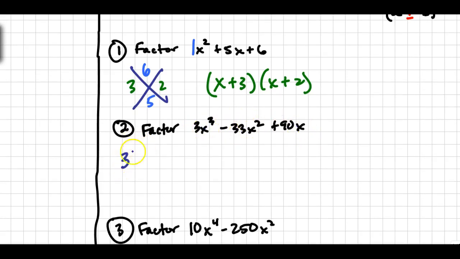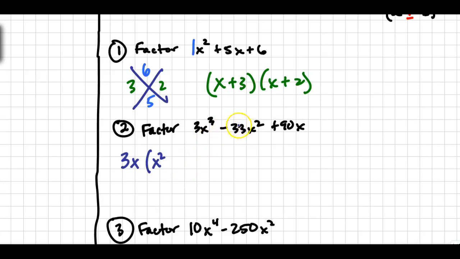They also all have the letter x. So I'm going to pull out a 3x. Now this is the part that I'm going to say out loud in the video here, what you should be saying to yourself when you do these. 3x times what is 3x cubed? That of course is x squared.